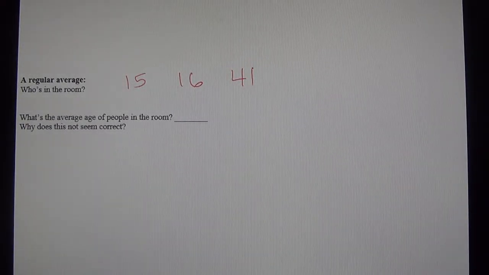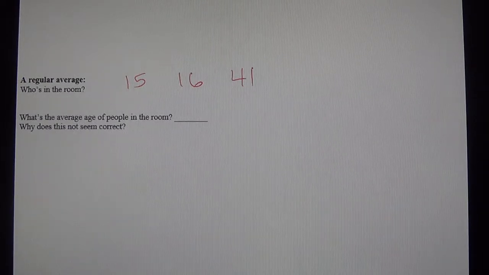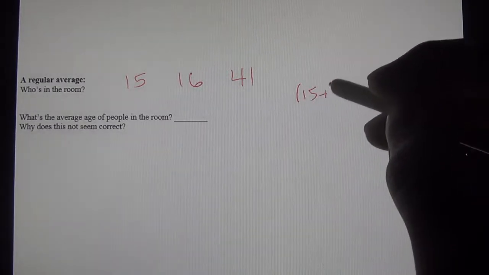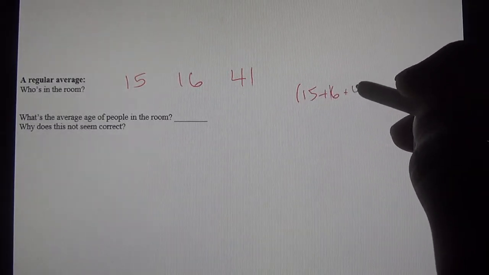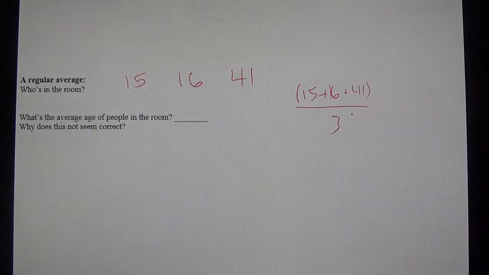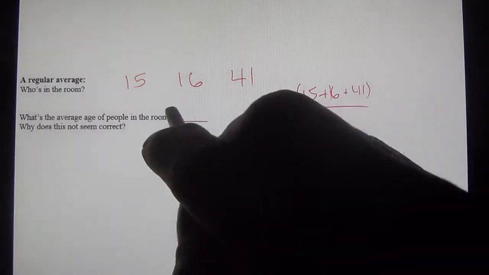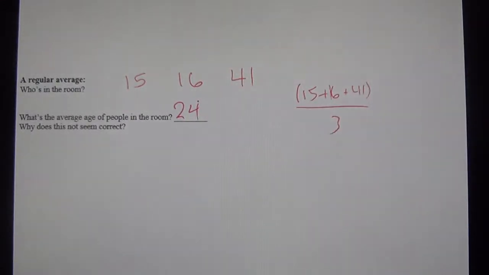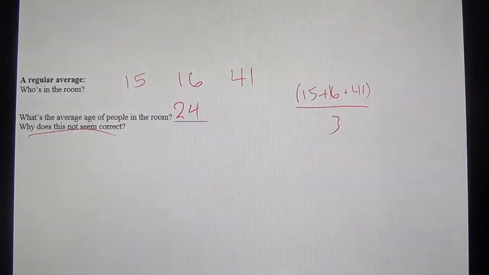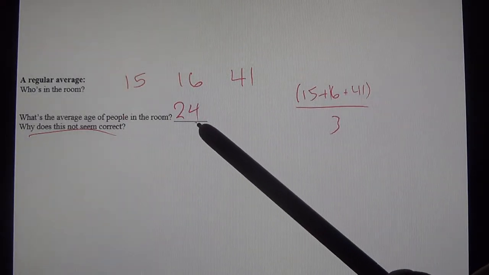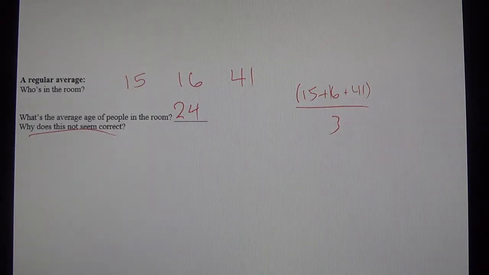So what would the average age of the people in my classroom be? Well, we would take 15 plus 16 plus 41, and we divide by 3. So you do the sum first, and then you divide it by 3. And it turns out that's going to be 24. So my question to you is, does it seem right to say the average person in the room is 24 years old? I hope you're saying, no, that's not even realistic.